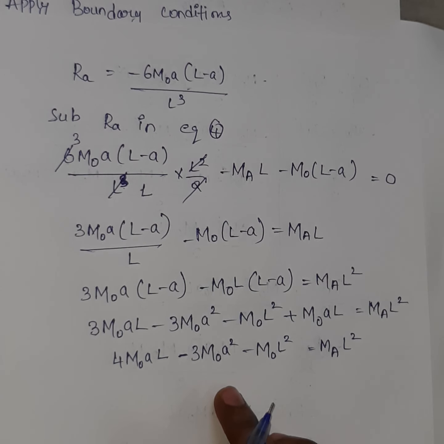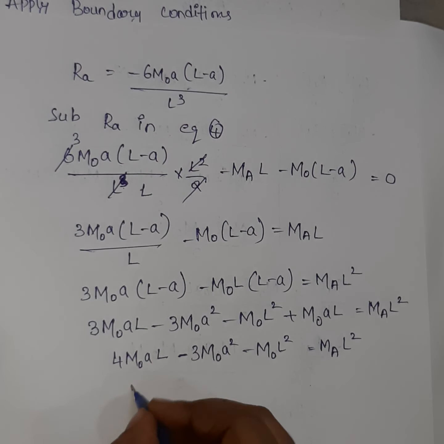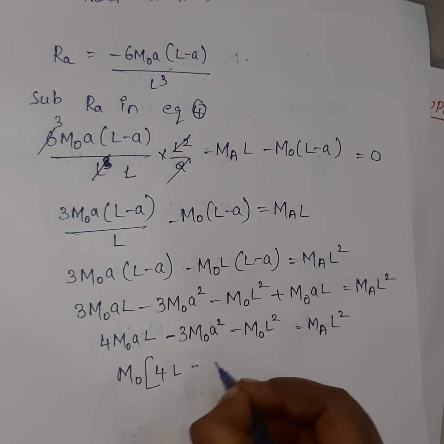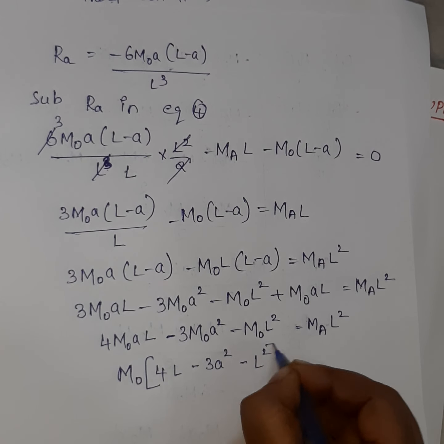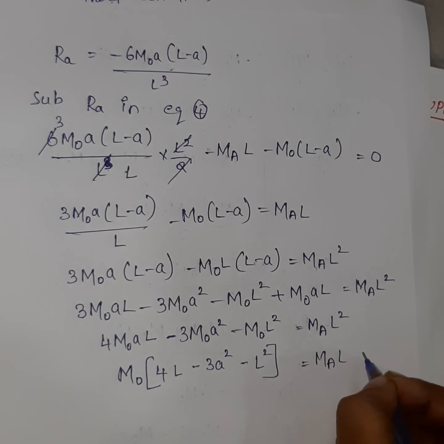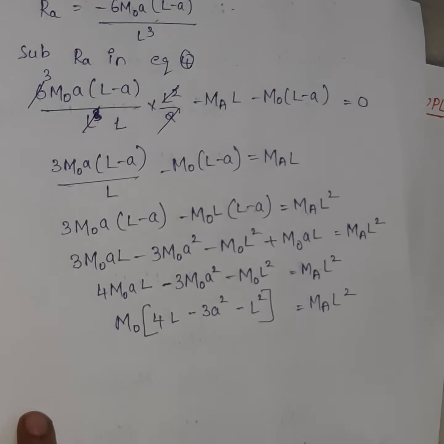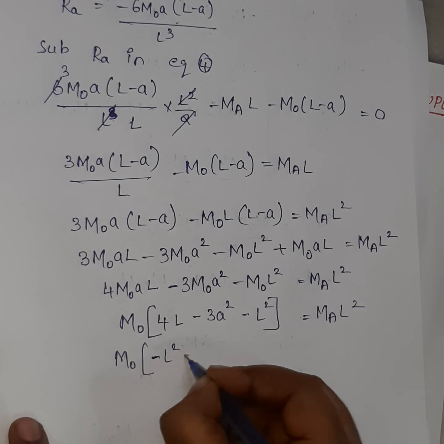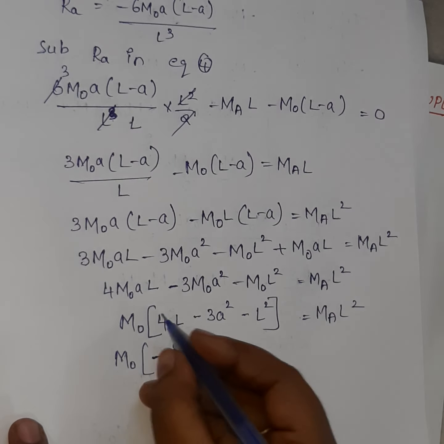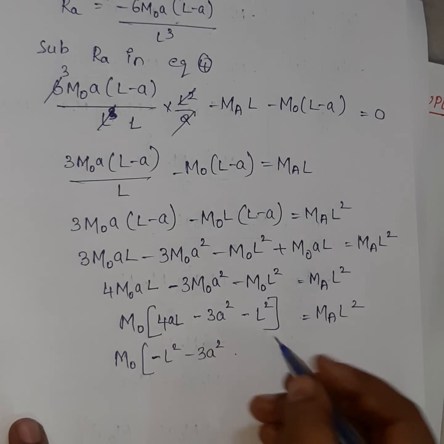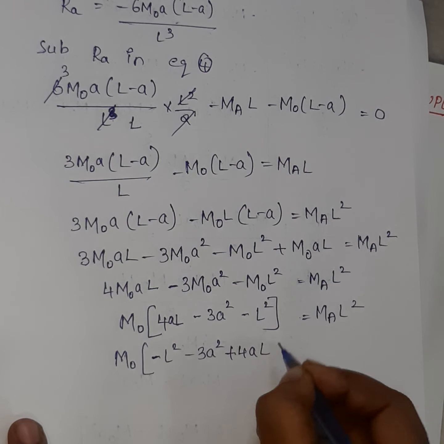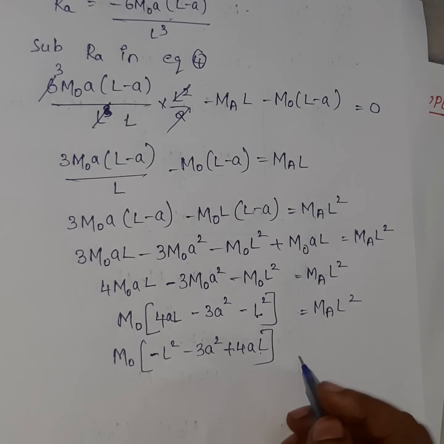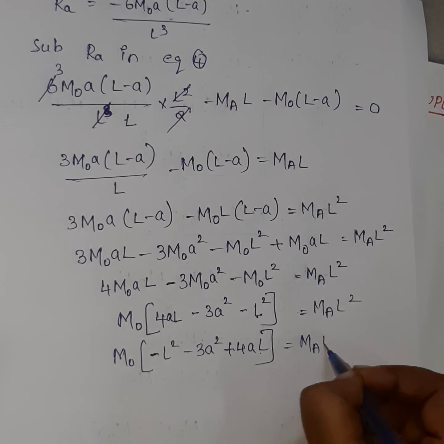So I am taking m naught as common. How will the equation be? 4aL minus 3a square minus L square is equal to ma L square. Okay, so I am writing like this: minus L square minus 3a square, if I take m naught common, plus 4al. I have written it in reverse order: the minus L square term, the a square term, the al term. So it is equal to ma L square.